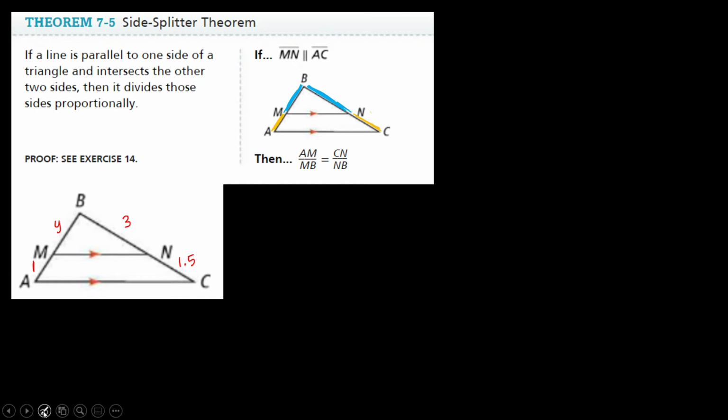So let's take a look down below. We want to find the value of y. We know that AM is 1, NC is 1.5, BN is 3. We are missing BM. We are missing the value of y. So to find that, we need to set up our proportion using the side splitter theorem. So before putting any values in, I just want to label my sides here. So I know that the ratio of AM to MB should be the same as CN to NB.